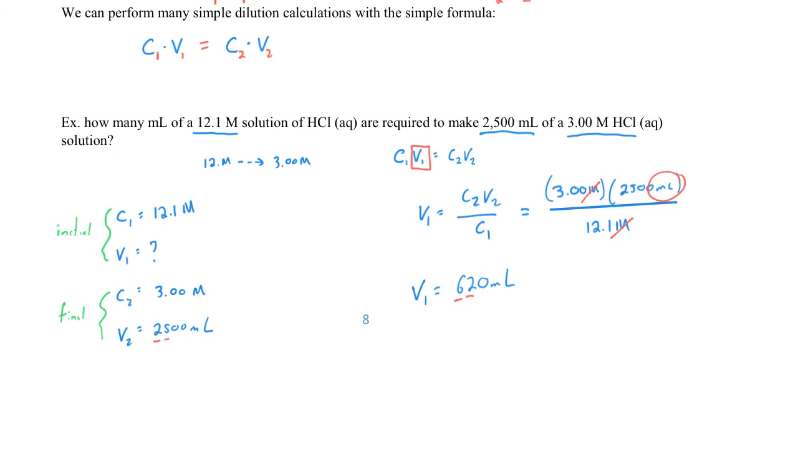If we take 620 milliliters of a 12.1 molar solution and we dilute it all the way up to 2,500 milliliters, the new concentration will be 3 molar. So if you got that right, great job.